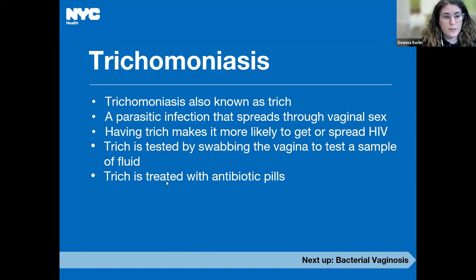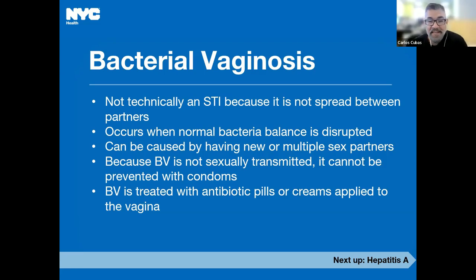And you can treat trichomoniasis with antibiotic pills. It's usually only spread through penis to vagina or vagina to vagina sexual contact. It's not normally spread anally. So bacterial vaginosis is not technically an STI because it is not spread between partners.